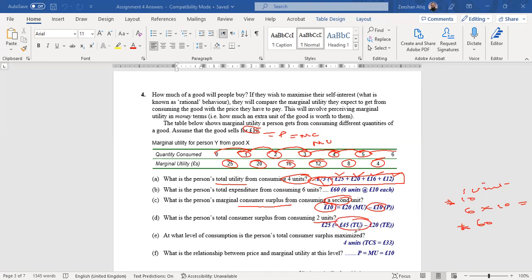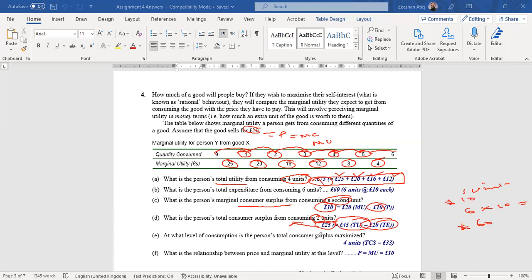It means that for the 2 units, you are willing to pay, or the utility that you are getting in terms of price, is 45 pounds. But since the price of 1 unit is 10, you are actually paying just 20 pounds for 2 units. So if you subtract 20 from 45, you will get just 25 pounds. That's the consumer surplus from consuming 2 units, not the second unit, the 2 units.